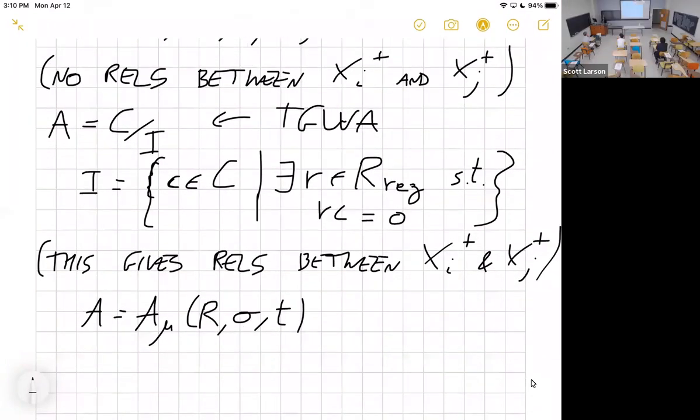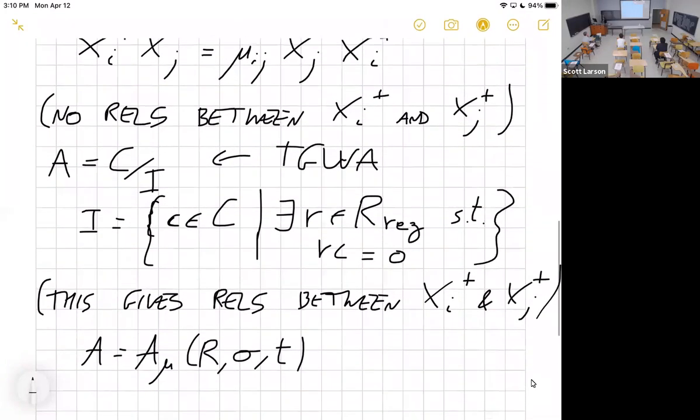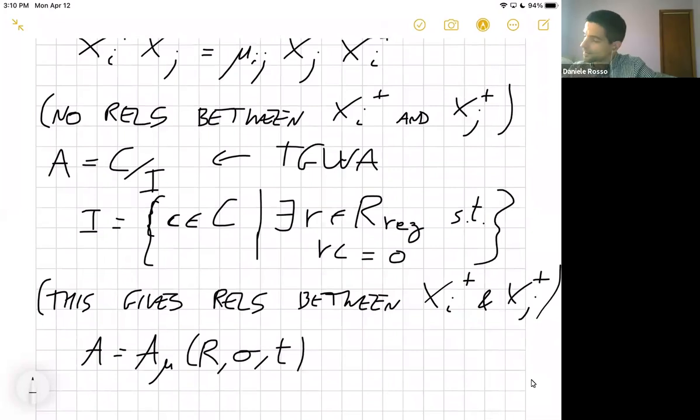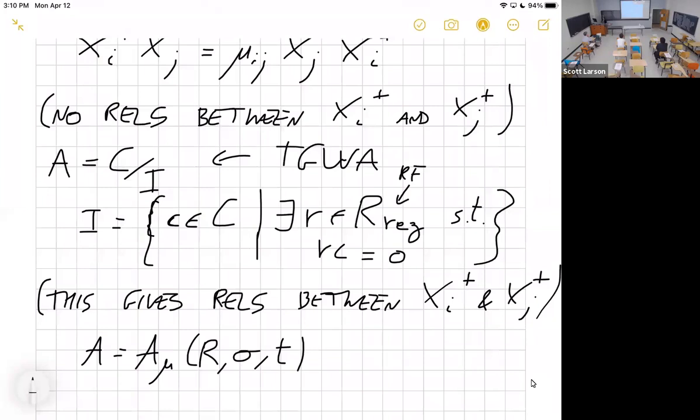I'm sorry, what is R_reg? Did I miss that? Oh, yes, I said it, but I didn't write it. Those are regular elements of R. Regular meaning what? Non-zero divisors.